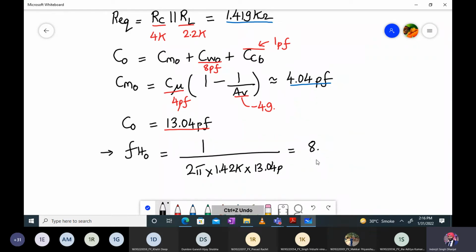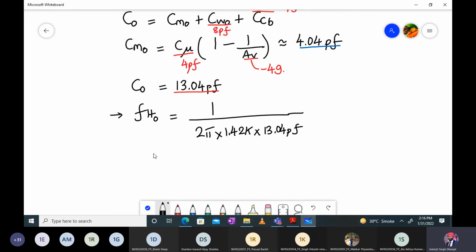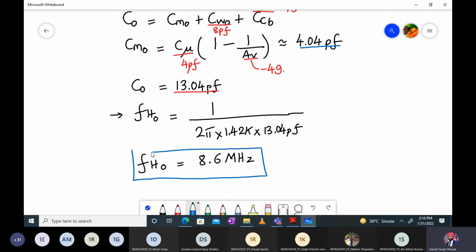So if you calculate it, you will get FHO as equal to 8.6 megahertz. If I am not mistaken, please cross-check it. The FHO value will be 8.6 megahertz. So we have calculated FHO and FHI.